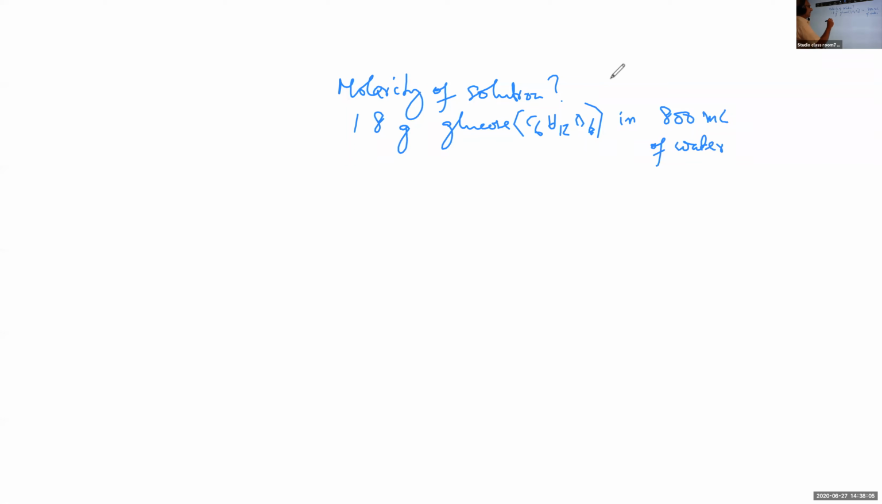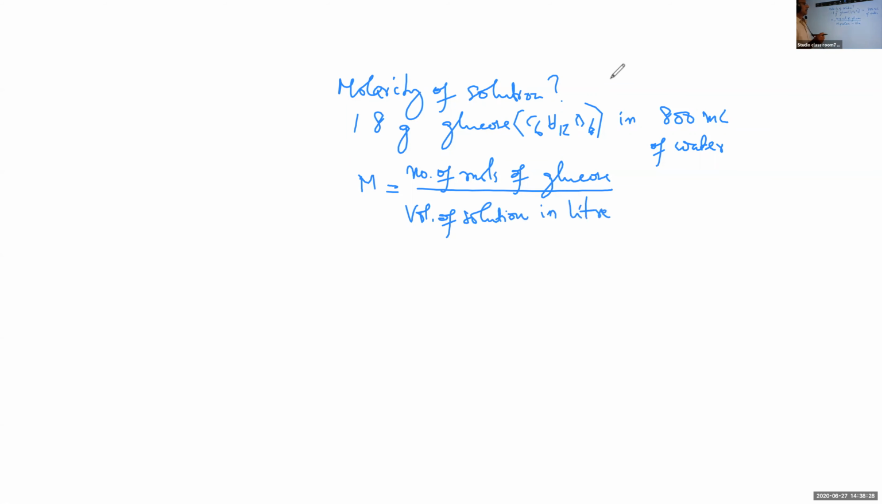Find out the molarity. You write M is equal to number of moles of solute. Solute here is glucose. Number of moles of glucose by volume of solution in liter. Number of moles of glucose, that is not given. So you have to find out the number of moles of glucose. Number of moles of glucose is equal to mass in gram, that is 18, by molar mass. We have calculated molar mass in the last problem, 180, and that is equal to 0.1.